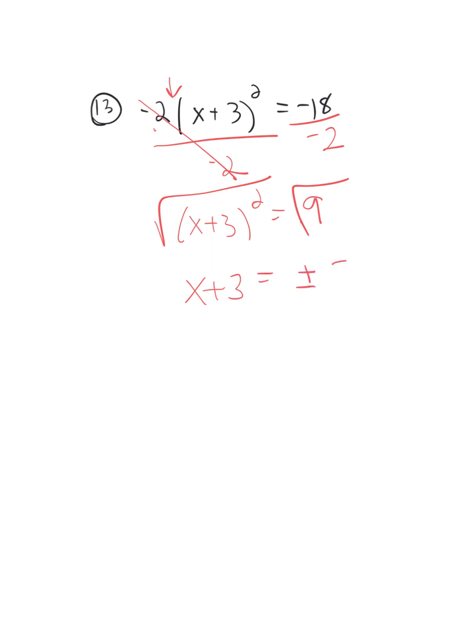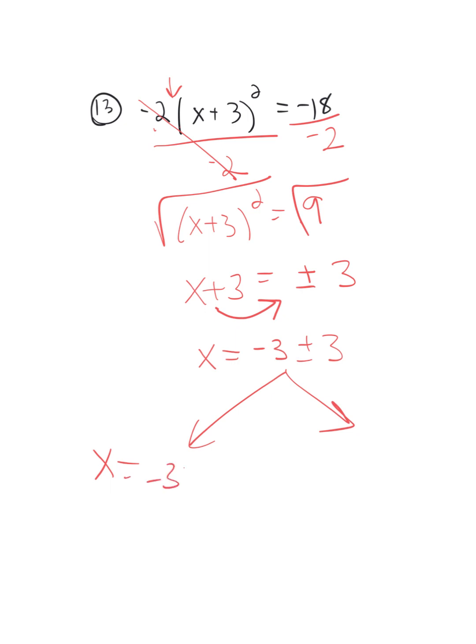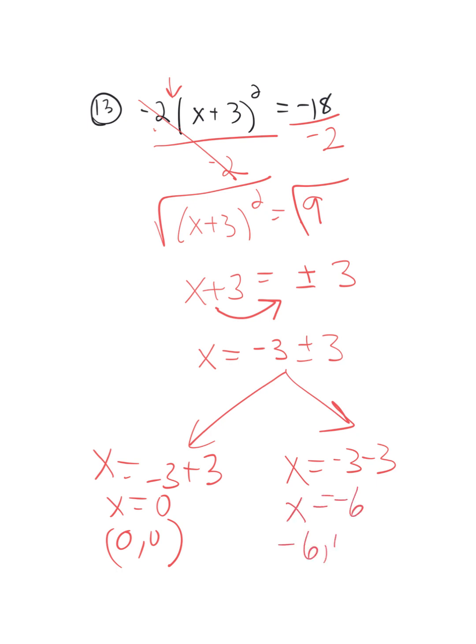The square root of 9 is 3. And then I'm going to move this positive 3 over to the other side. It's going to become negative 3. And then here are my two answers. One is negative 3 plus 3, so that's going to give me a 0. That tells me there is an intercept at the origin. And then the other one is negative 3 minus 3, and that tells me that there is an intercept at negative 6, 0.